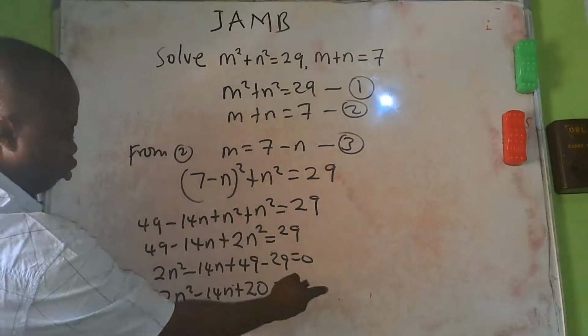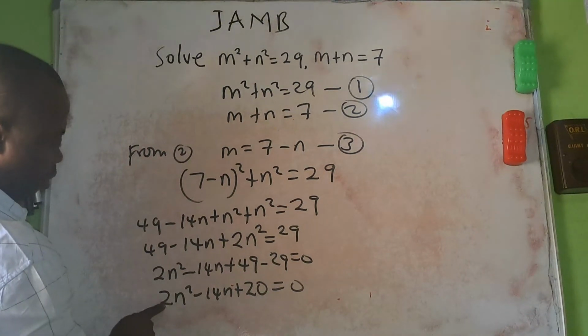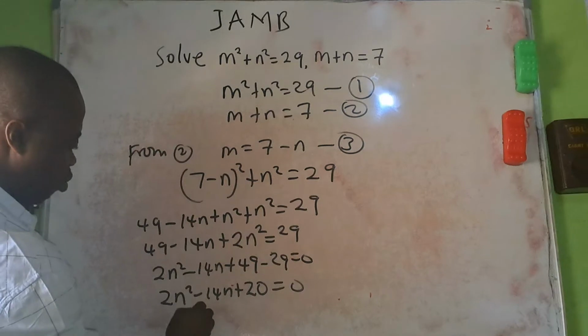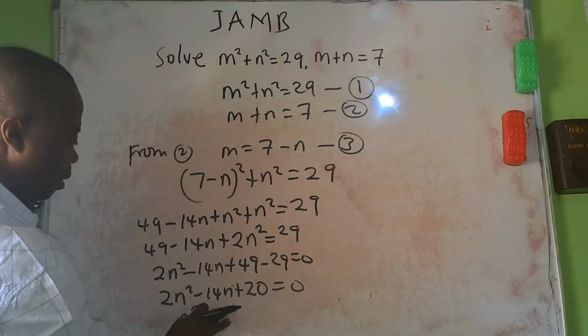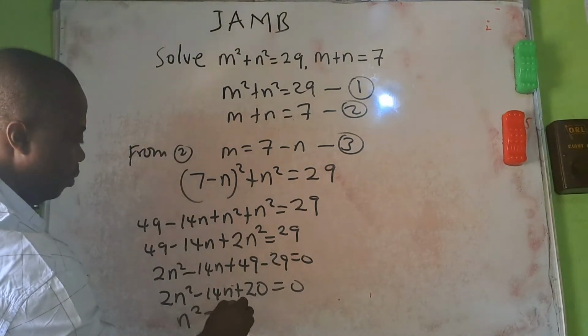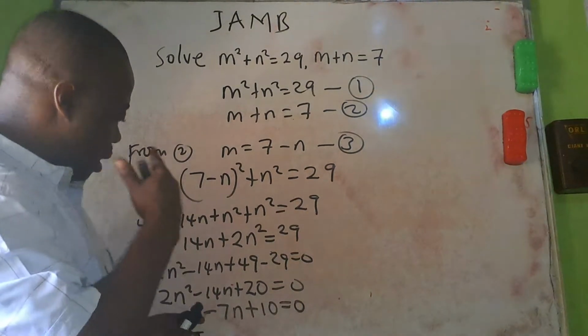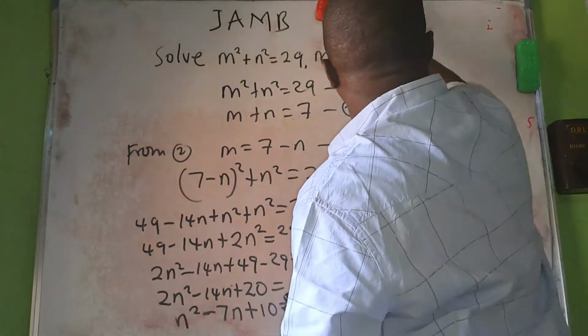Then I divide through by 2, because 2 can divide this time. So I will have n squared minus 7n plus 10 equals 0. Okay, now we factorize that.